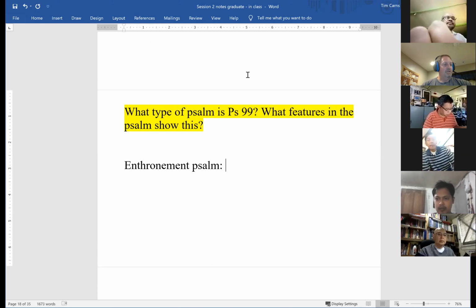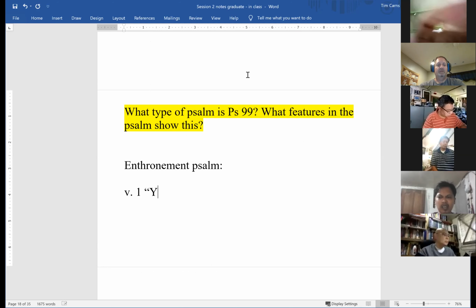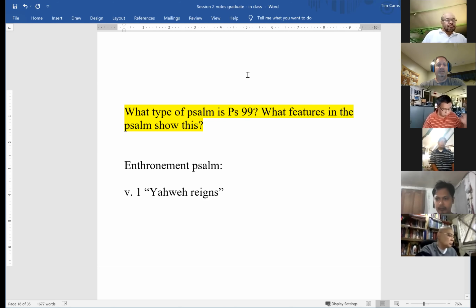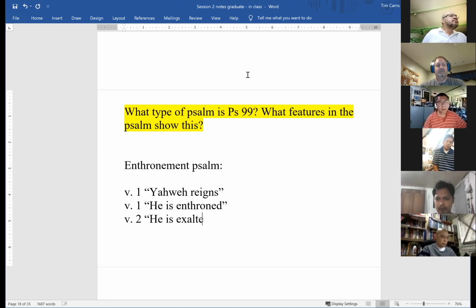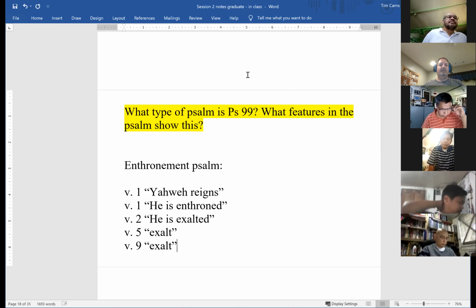And as we look at the psalm itself, for example, notice how it begins. Verse 1, the Lord reigns. And then it says, verse 1, he is enthroned. And then verse 2, he is exalted. Verse 5, exalt. Verse 9. So these have all the elements of that.